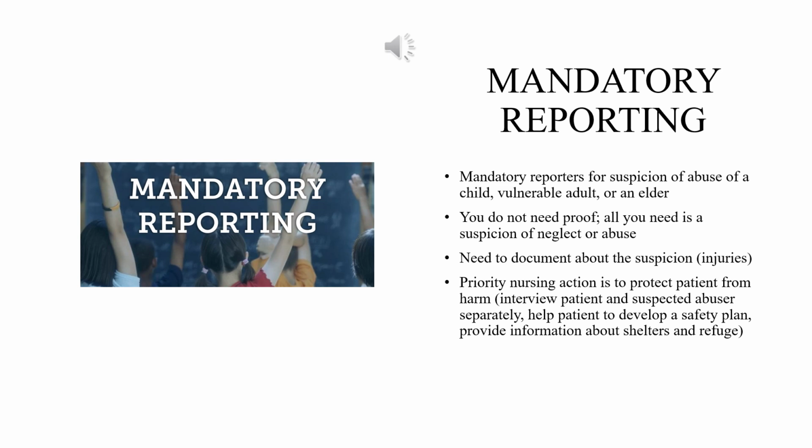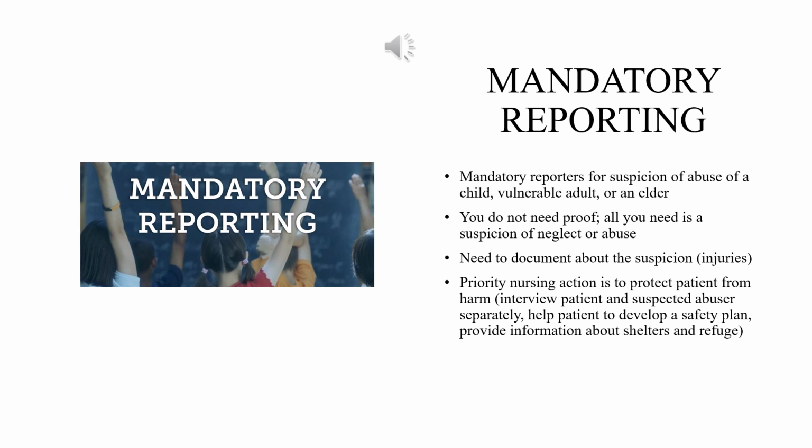Mandatory reporting. Our job and duties as nurses is to be mandatory reporters. We need to report suspicion of abuse of a child, a vulnerable adult, or an elder. You do not need proof. All you need is a suspicion of neglect or abuse. Of course, your documentation needs to be pristine. You need to document about the suspicious injuries, document what the patient's account is of what happened, and then look at the injuries. If they don't match, of course, you're going to document what the patient told you, and then you're going to document the injuries, and then you're going to call either Child Protective Services or Elder Protective Services.